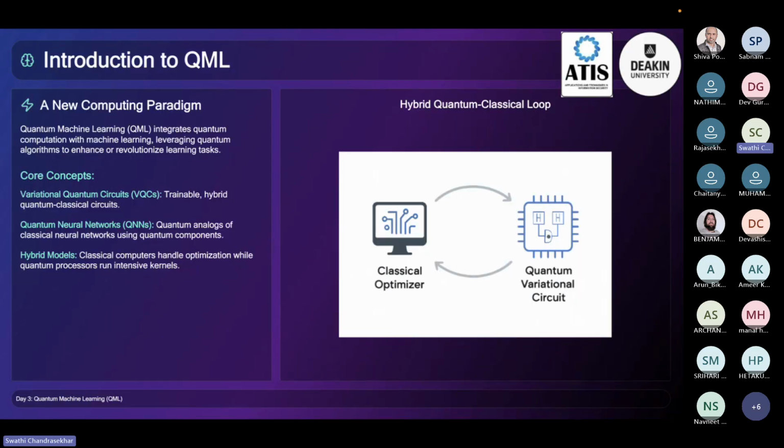So, what exactly is quantum machine learning? At a high level, quantum machine learning is about using quantum computers inside machine learning workflows. It's not that the entire learning pipeline suddenly becomes quantum. Instead, we usually keep most of the pipeline classical and we insert quantum parts where they might provide extra power.